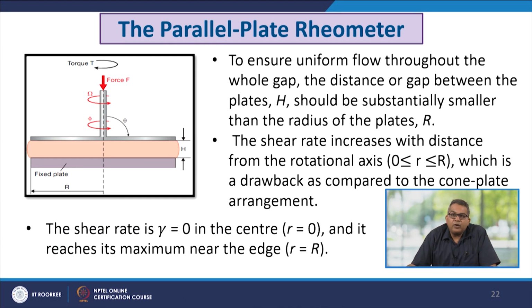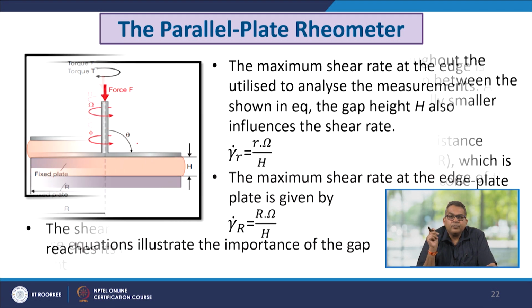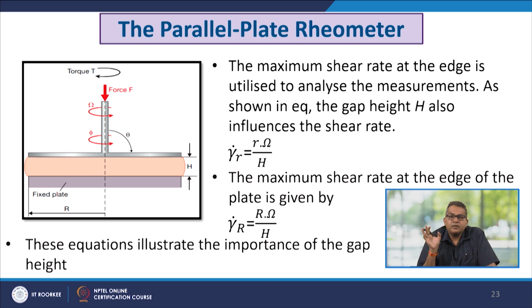Now to ensure uniform flow throughout the whole gap, the distance of the gap between the plates is maintained as h, and this should be substantially smaller than the radius of the plate R. The shear rate increases with the distance from the center, where small r is in between 0 and R, which is a drawback as compared to the cone plate arrangement. The shear rate gamma is equal to 0 at the center, r is equal to 0, and it reaches the maximum near the edge, that is r is equal to R. The maximum shear rate at the edge is utilized to analyze the measurements.